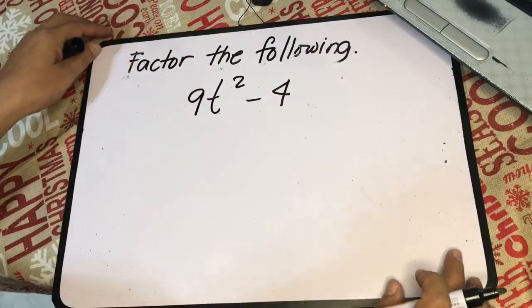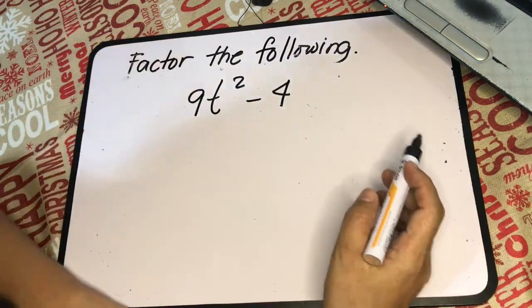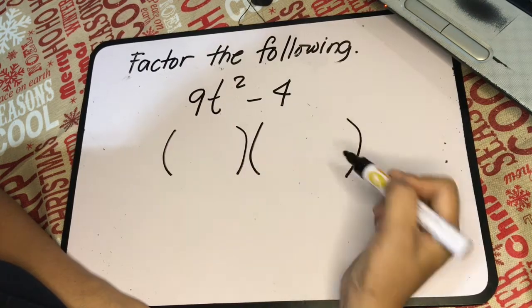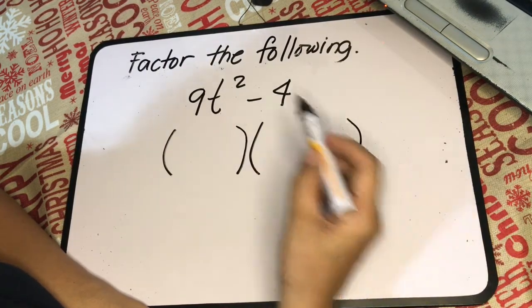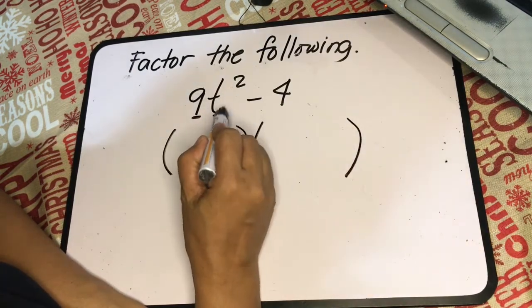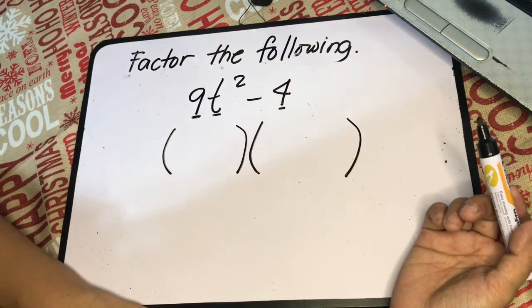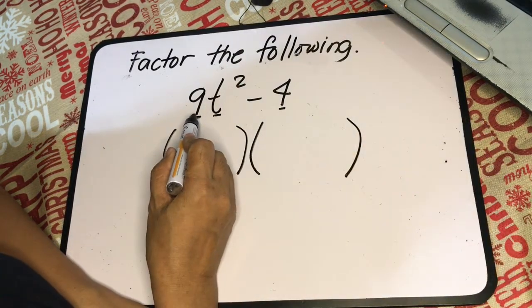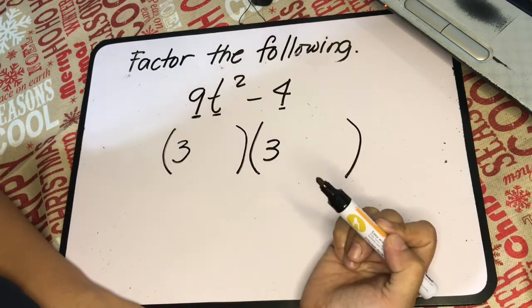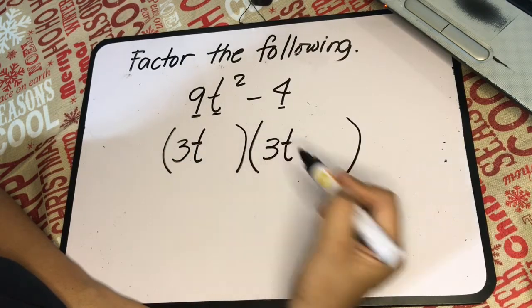Okay, let us have another example. We have 9t squared minus 4. How are we going to factor this kind of equation? Okay, so again, try to observe the given equation. Looking at 9, it is a perfect square. Your t squared is also a perfect square. And then 4 is also a perfect square. If you are going to factor 9, the factor that will give you is 3 times 3. For t squared, that is t times t.